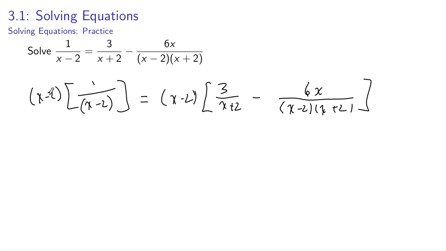Okay, now we can distribute. Here we just multiply the numerator in and we get x minus 2 divided by x minus 2, which is just 1.